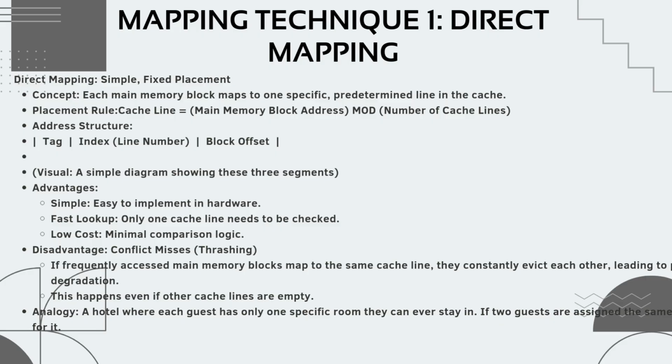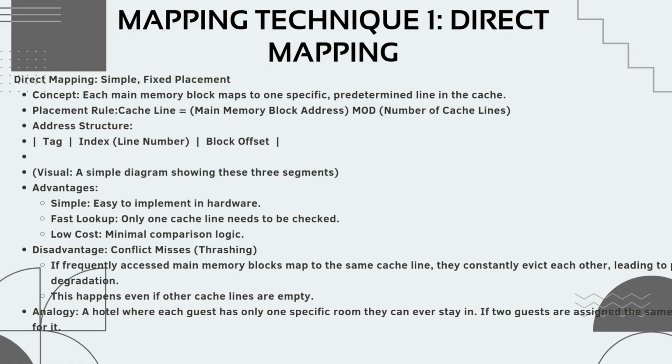Our first technique is direct mapping. This is the simplest approach, characterized by its fixed placement rule. The core concept here is that each main memory block has one specific predetermined line in the cache where it can reside. Think of it like a dedicated parking spot.